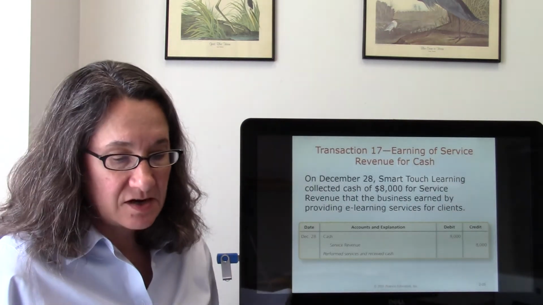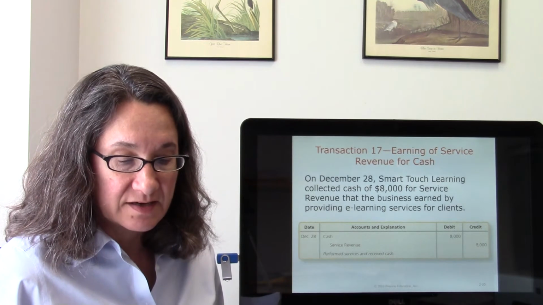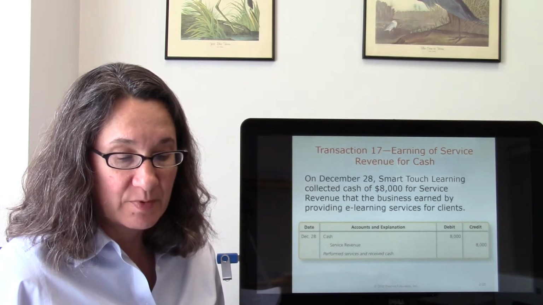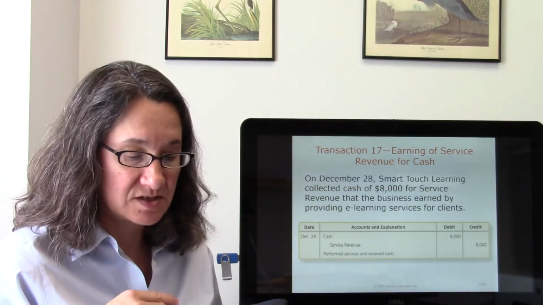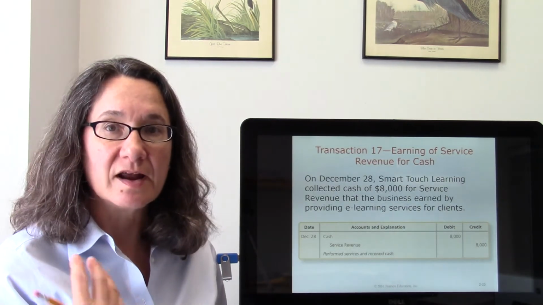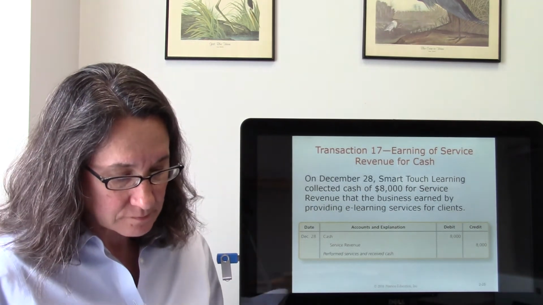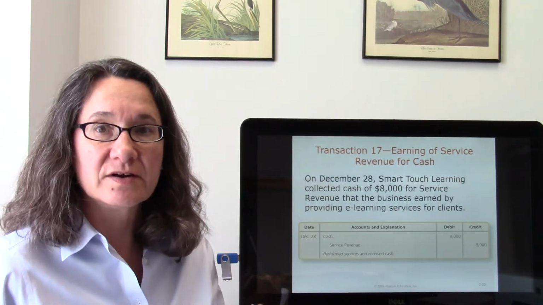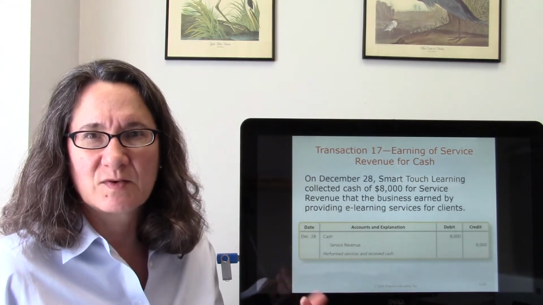Next transaction, 17, earning of service revenue for cash. On December 28, Smart Touch Learning collected cash of $8,000 for service revenue that the business earned by providing e-learning service for clients. So this is a little bit different from the transaction we just had on 16. We've actually earned the revenue, right? It's actually revenue from providing a service. There's no liability involved because we did it. We don't owe anybody anything. So in this case, we're going to call that service revenue. It's not unearned, it's actual revenue, service revenue. And sometimes we distinguish because some companies have more than one kind of revenue, right? So we have to tell what kind it is.